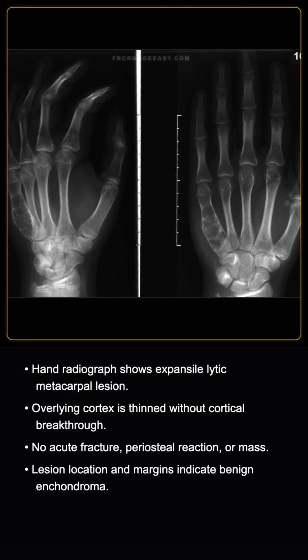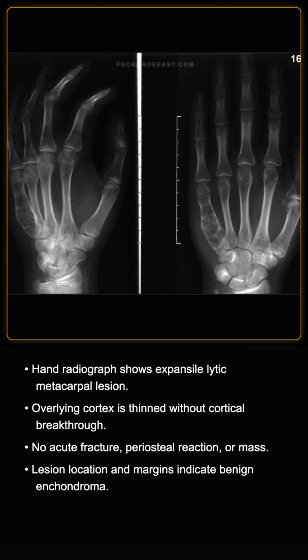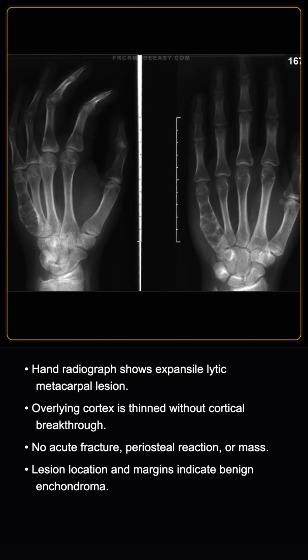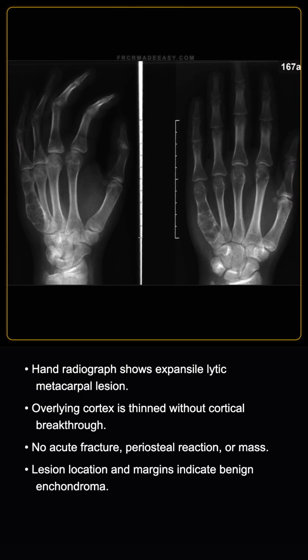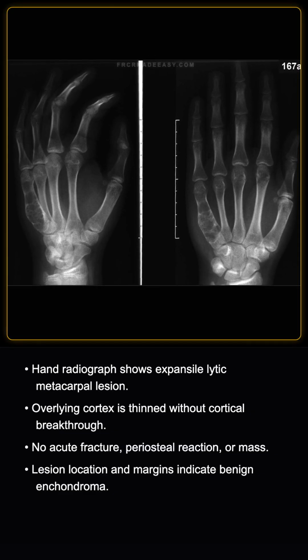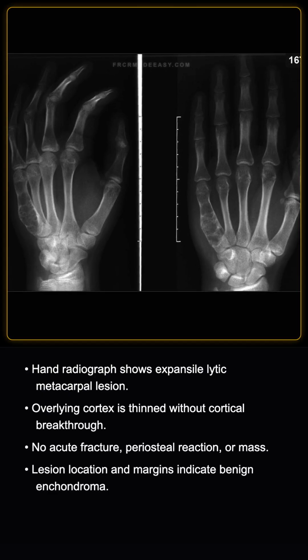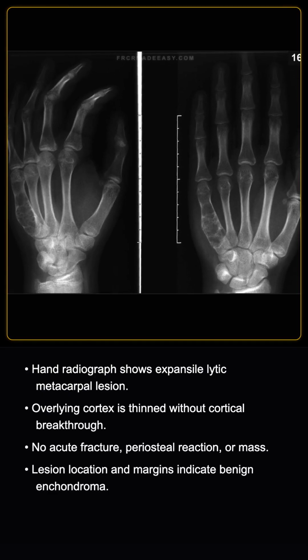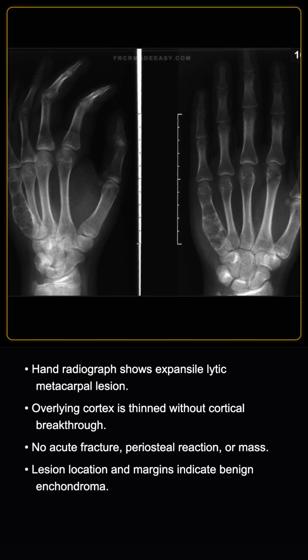The hand radiograph demonstrates a well-defined expansile lytic lesion in the diaphysis of the fifth metacarpal. There is thinning of the overlying cortex, but no cortical breakthrough, periosteal reaction, or associated soft tissue mass. The lesion has a narrow zone of transition and is located centrally within the medullary canal. No acute fracture is identified. These findings are typical of a benign enchondroma.